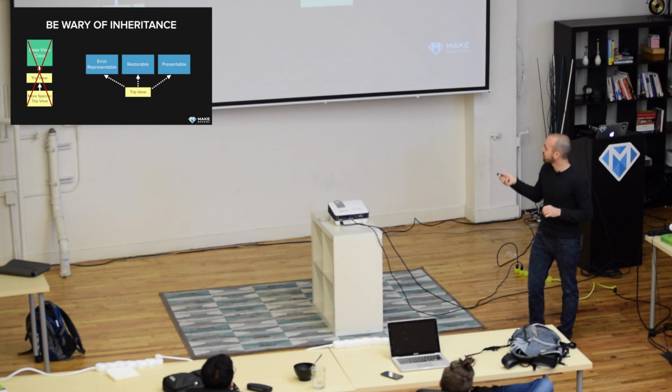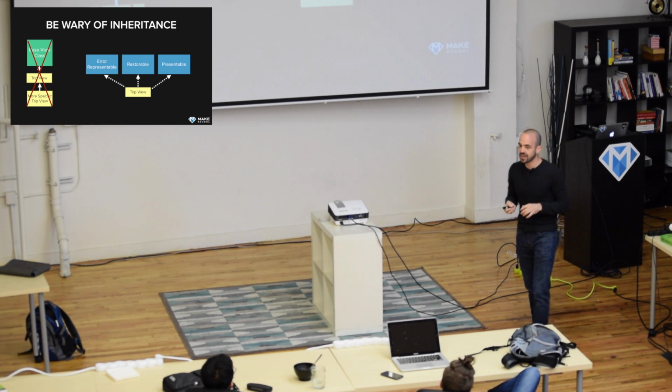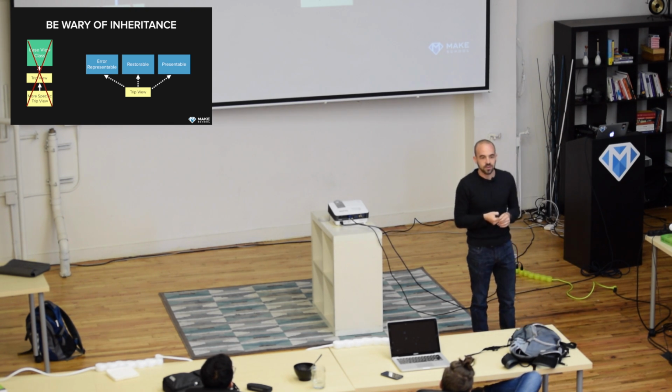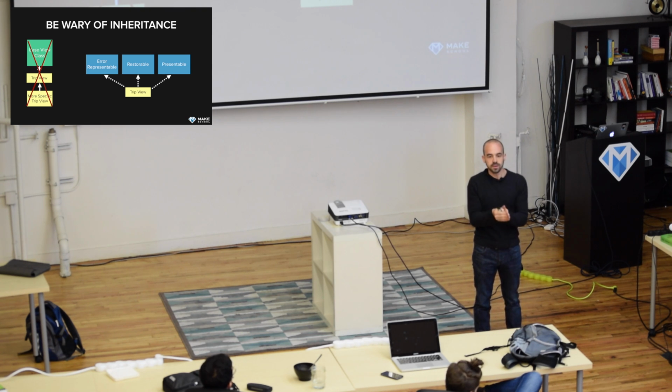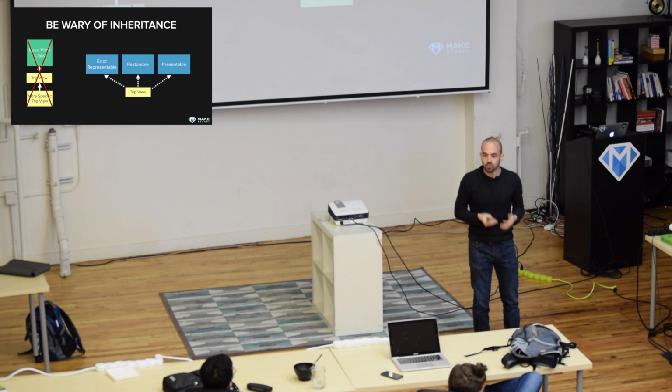Another good part about this modularity is that you don't inherit things that you don't need. So when you inherit from, let's say, a UI view, then you inherit 50 properties and 100 methods. And your view might only need 3 of them.